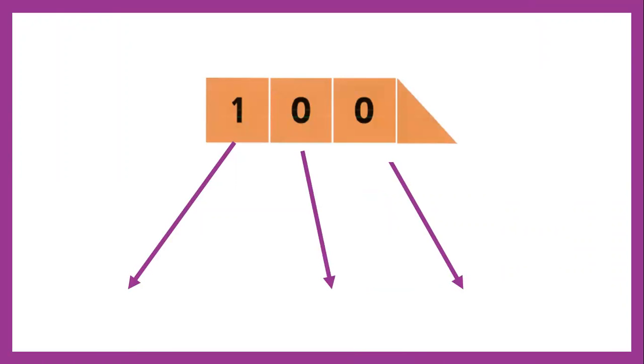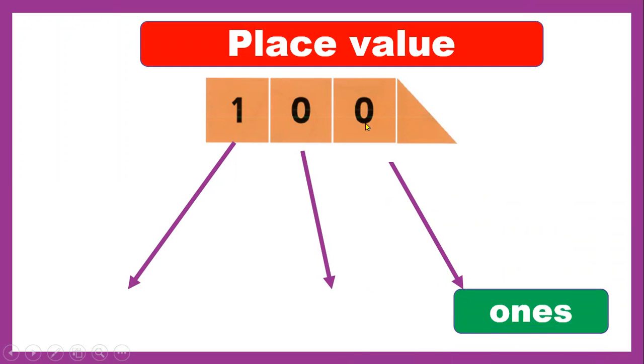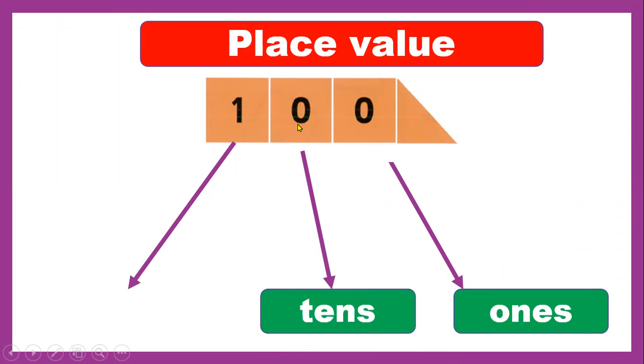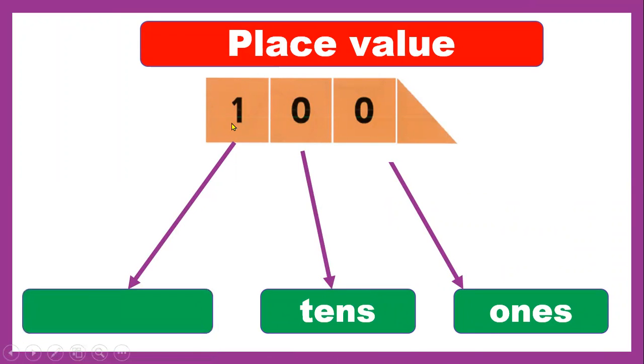Now, here we have three numbers. As you can see, this is the first number, 0. We call it ones. This is our second number, 0, tens, and this is our last number, 1. It means hundreds. Ones, tens, hundreds. So here we have 0 ones, 0 tens, and 1 hundred.